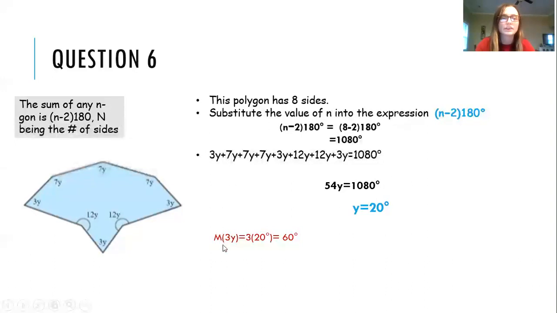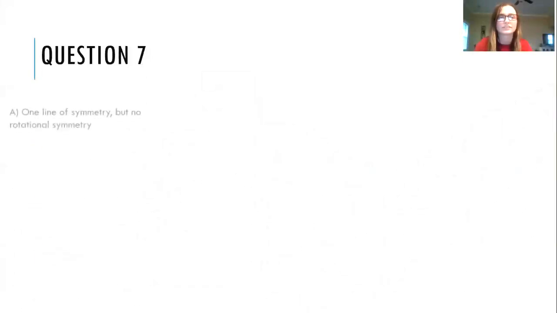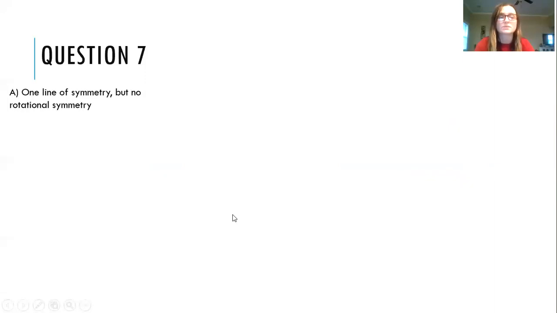So 3y equals 3 times 20, which equals 60 degrees. 7 times 20 equals 140. And 12 times 20 equals 240. So our interior angles equal 60 degrees, 140, and 240. Now let's go to question 7. So for question 7, we have to figure out, for part A, which shapes have one line of symmetry but no rotational symmetry.